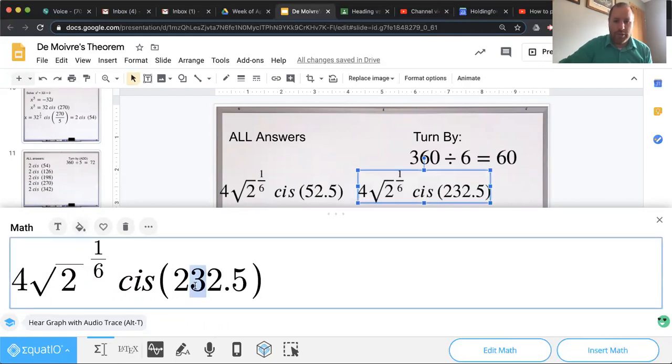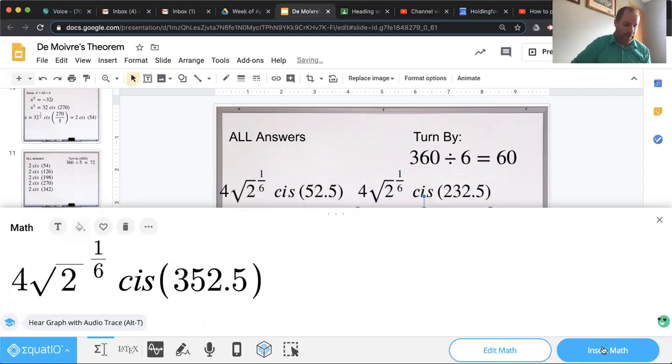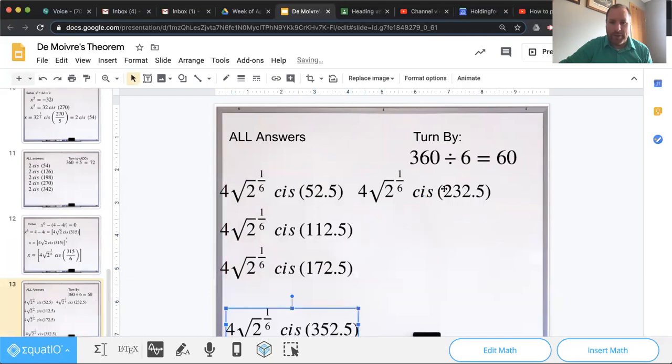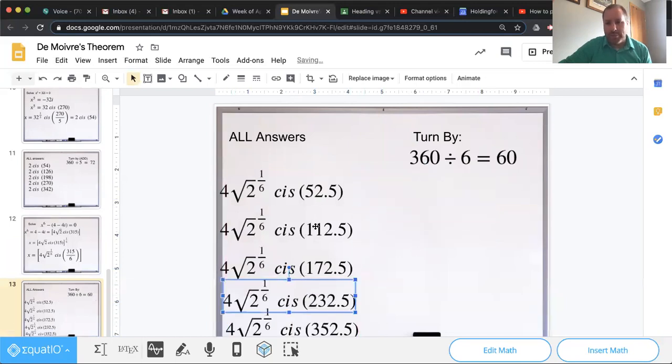So 232.5, 292.5, and then 352.5. If I add 60 again, it's going to go past 360 to 412.5, which is the same as that first spot. Then we can stop there. So there's all 6 of them. One of them I must have forgotten to type in, so I'll go back and find that one and put it in there so it's there for you in the notes. But that's the whole thing.